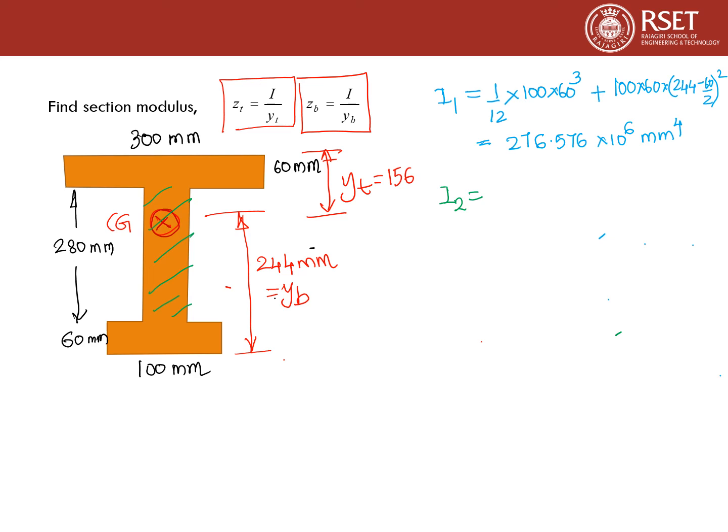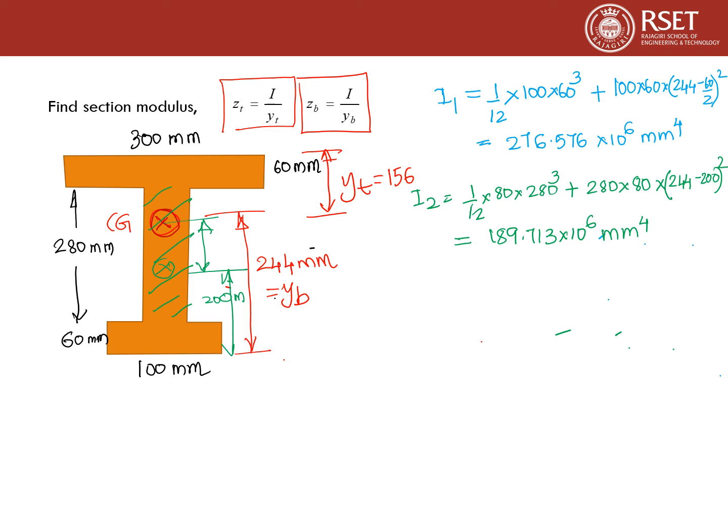Considering the second area, here 1 by 12 into 80 into 280 cube. Here area into h square, the area will be 280 into 80. Here h will be the distance from the CG of this rectangle to the centroid. So the CG of this rectangle is at a distance of 200 mm. So the distance between the centroid and the CG of this rectangle will be 244 minus 200, squared. And it comes to 189.713 into 10 raised to 6 millimeter raised to 4.